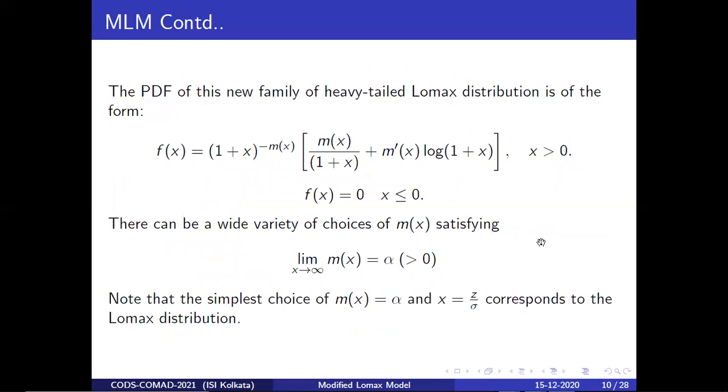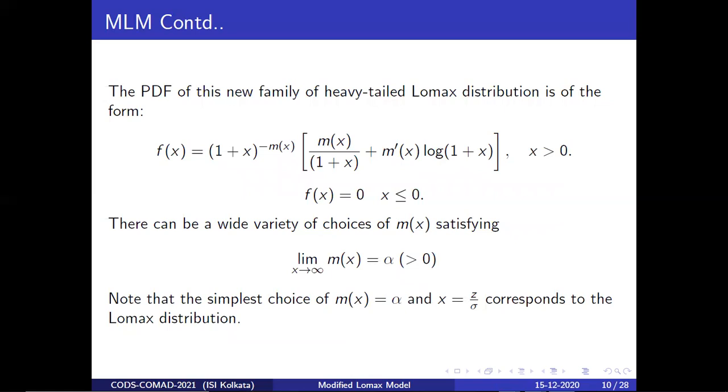Now, the probability density function of the heavy-tail Lomax distribution family is as follows: (1 plus x) to the power minus m(x) times the following function, m(x) by (1 plus x) plus m'(x) times log(1 plus x), for all x greater than 0, and equals 0 when x is less than or equal to 0.